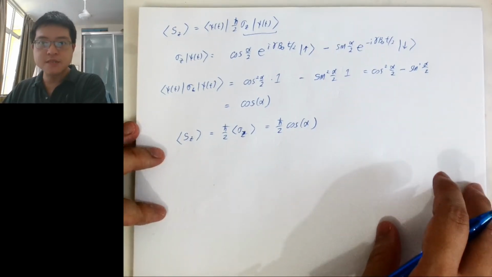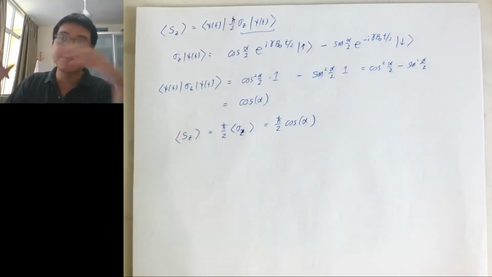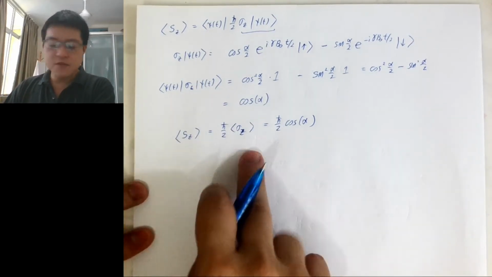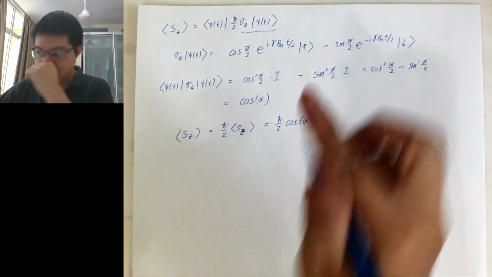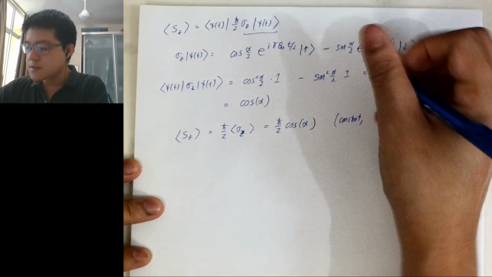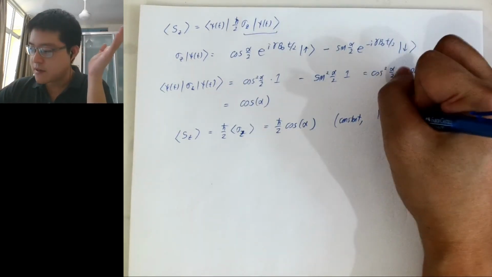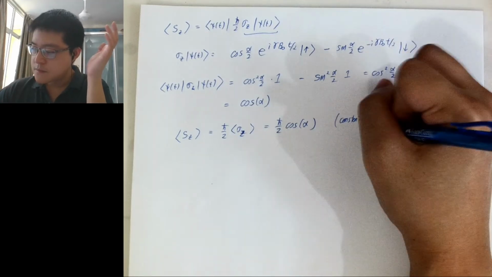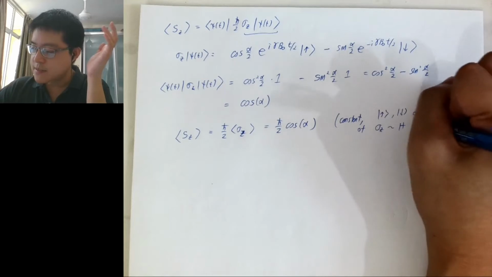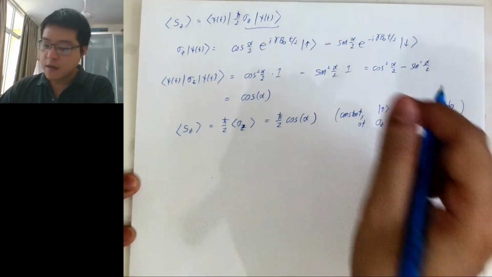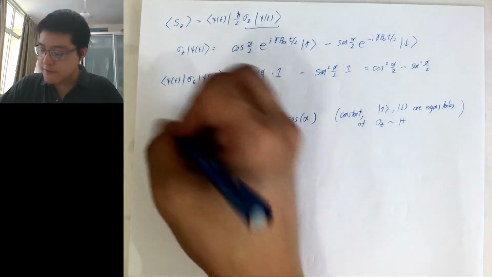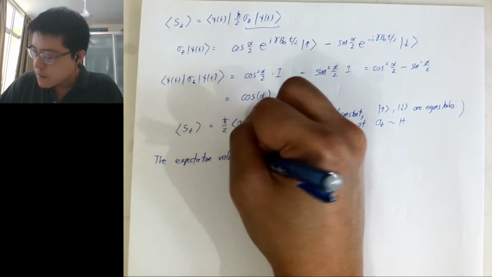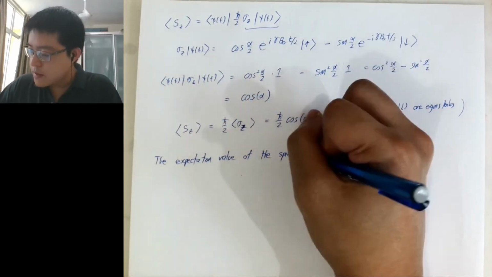We have found the components, so we already have the expectation value of the spin angular momentum vector. It also reflects the fact that this is constant, consistent with the fact that it is the eigenstate of sigma z, and therefore an eigenstate of H. Okay, so let's see what we have. The expectation value of the spin angular momentum vector.